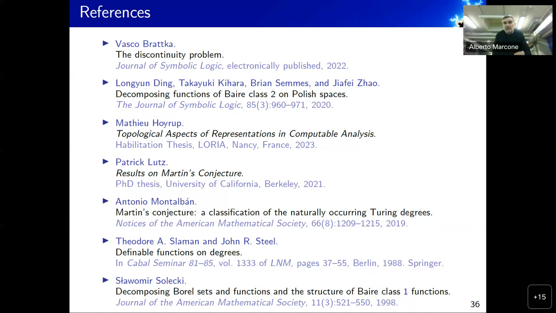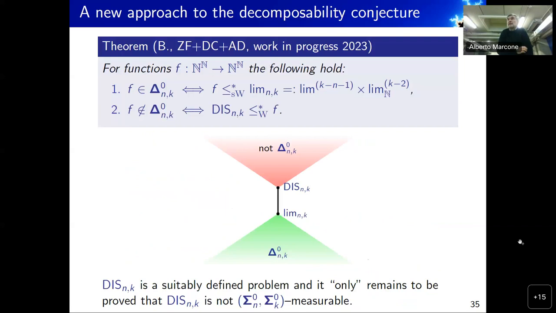So let me be the first one asking a question. In your last slide, basically you are saying that you already are able to show, for some specific values, at least of NK, also the last step. So that means that you are able to get the decomposability conjecture in some unknown up to now cases. Is this correct? Did I get it right?